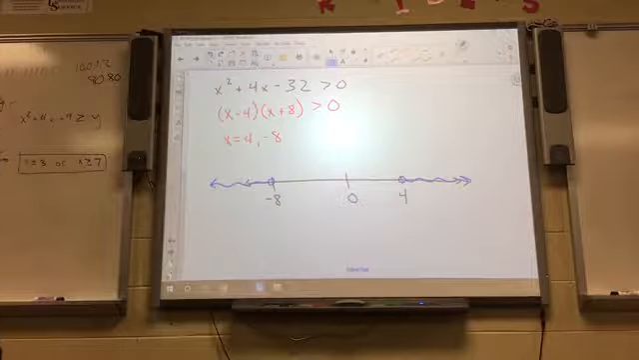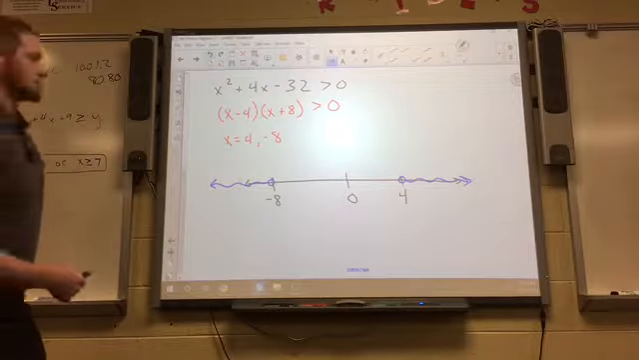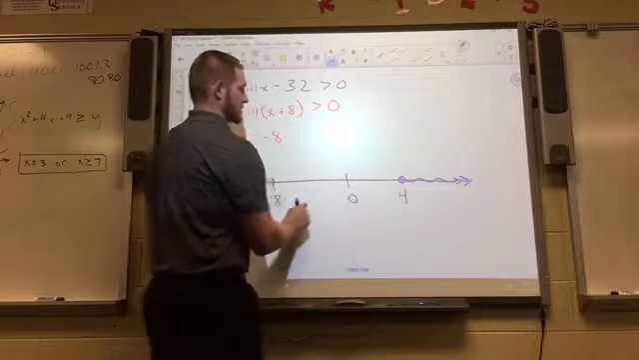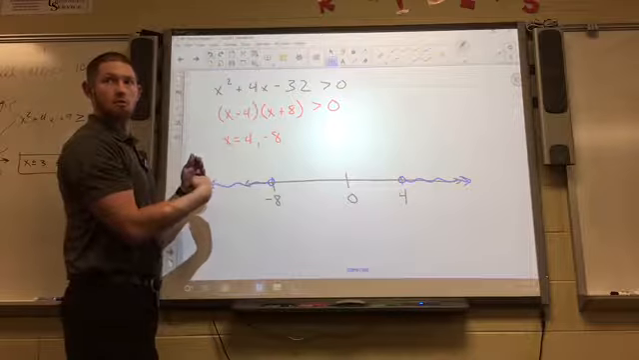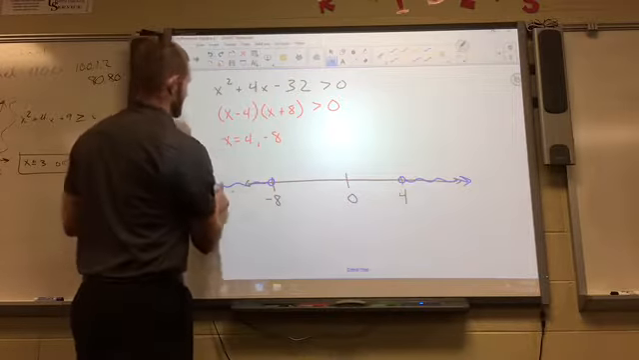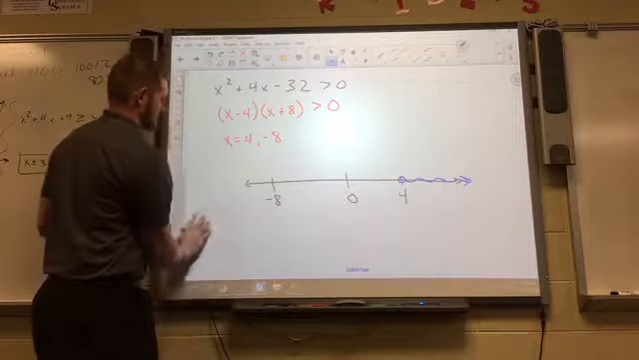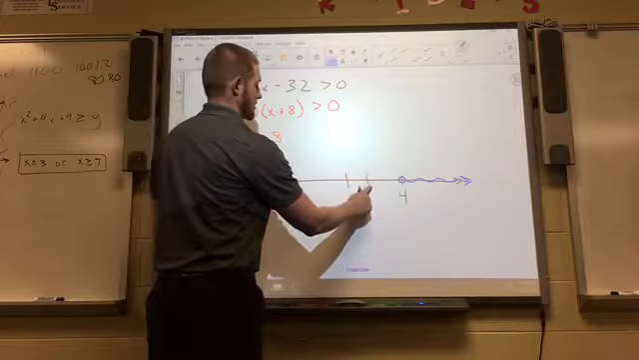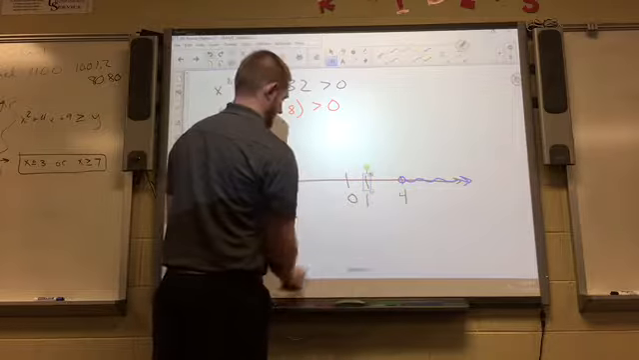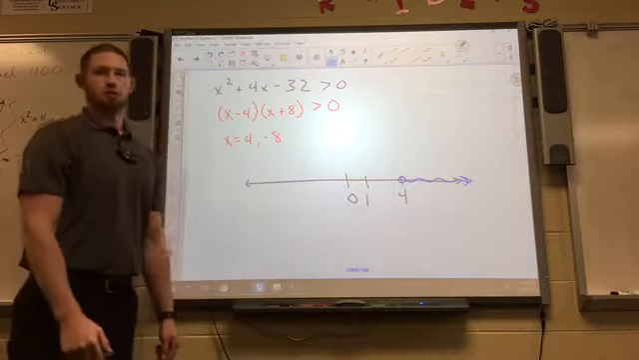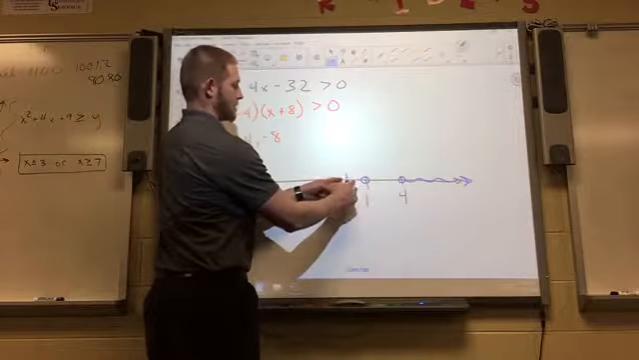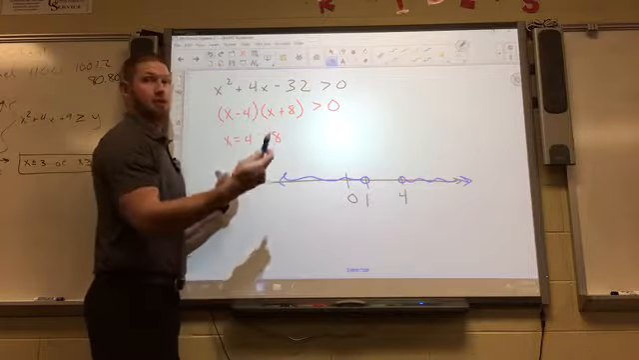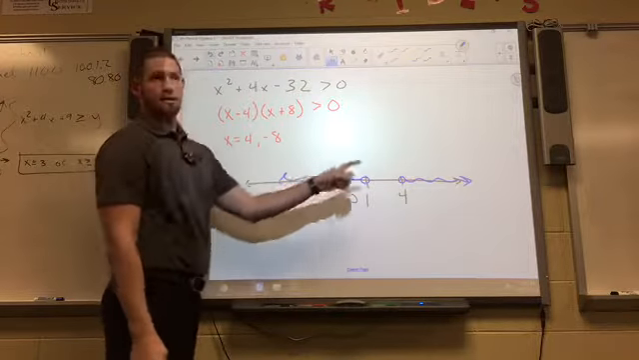If your two solutions are like 1 and 4, then you just have to plug in like 2 or something. Okay, good question. Let's say our solutions are 1 and 4. Still check 0. Because now, if it's on the outside and it works, then you need to shade on the outsides. Remember, if it's outside of one, it's outside of the other one too.